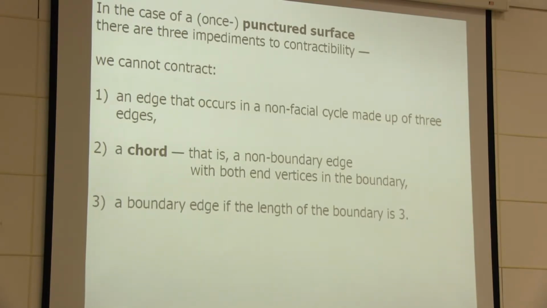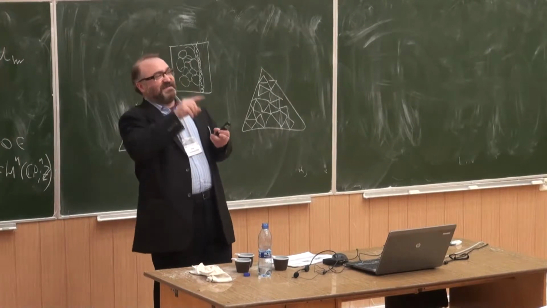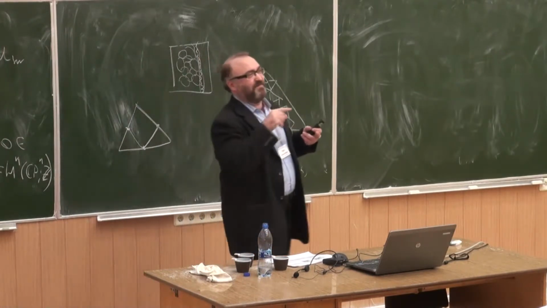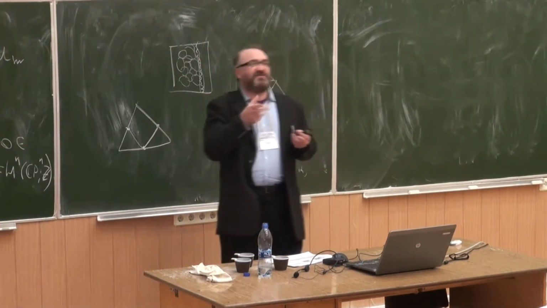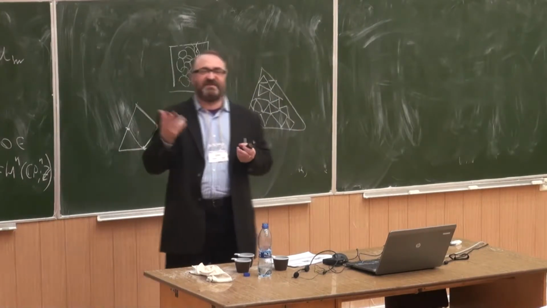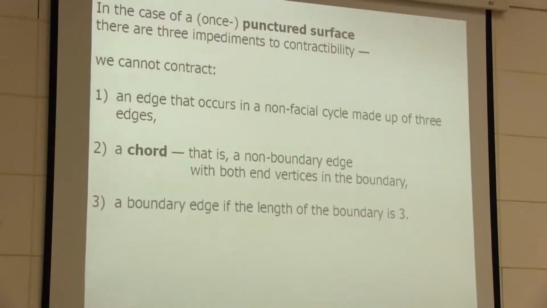And the third impediment is simple. If you have a hole of length 3, that means a cycle of length 3 is the boundary of that hole, you cannot contract any of the edges, for the same reason: it will change the topology. It will close the hole.